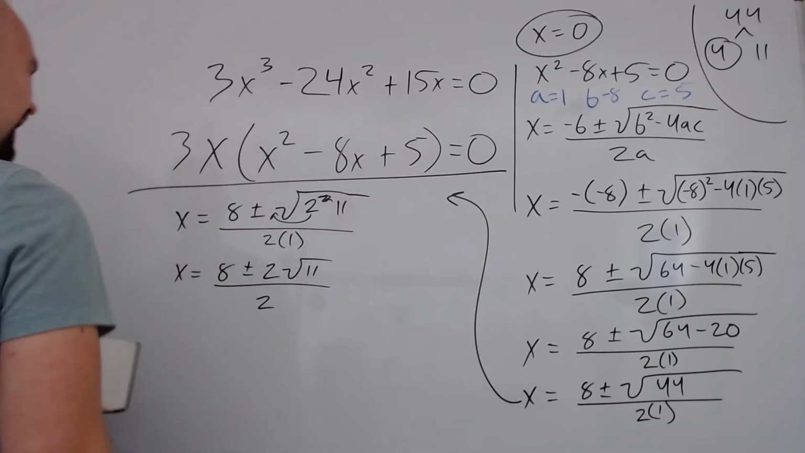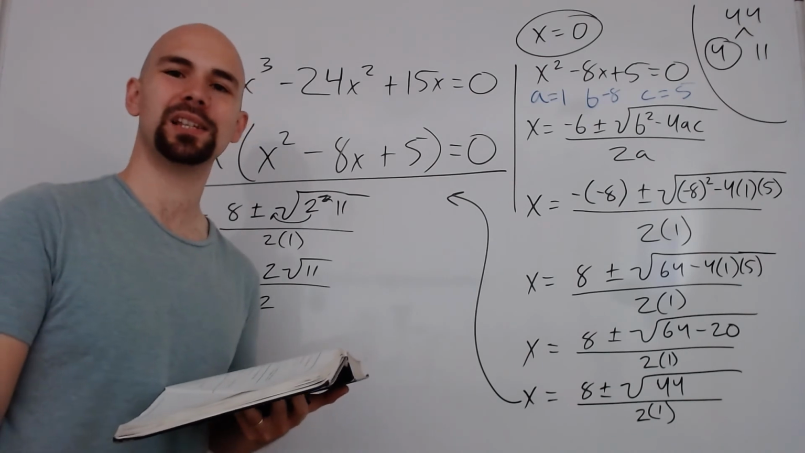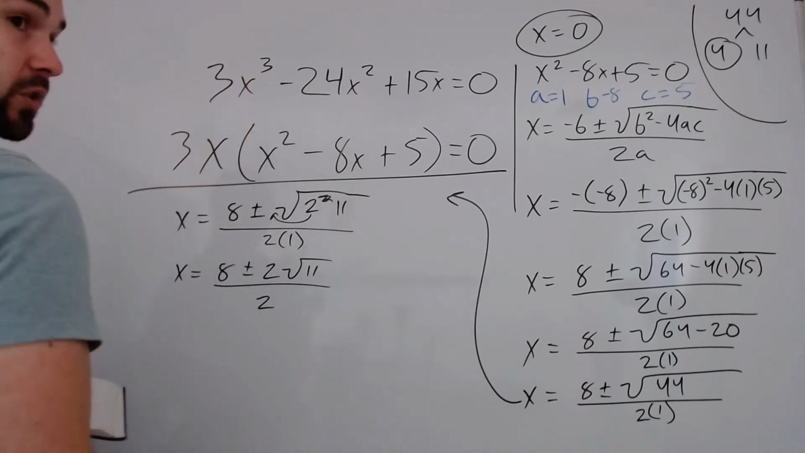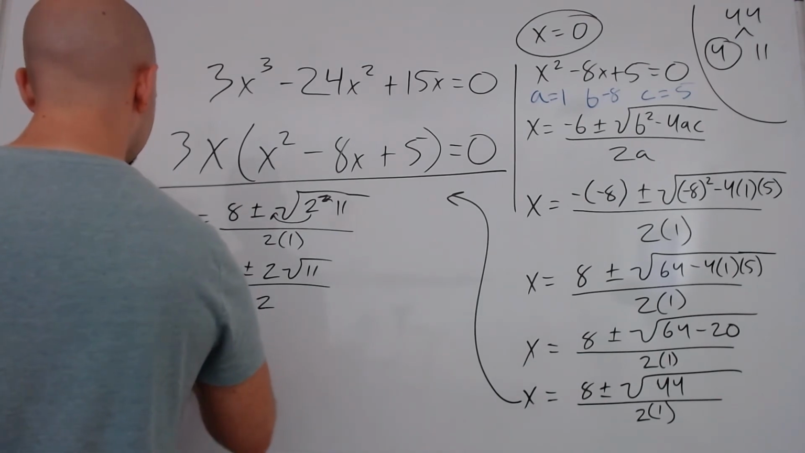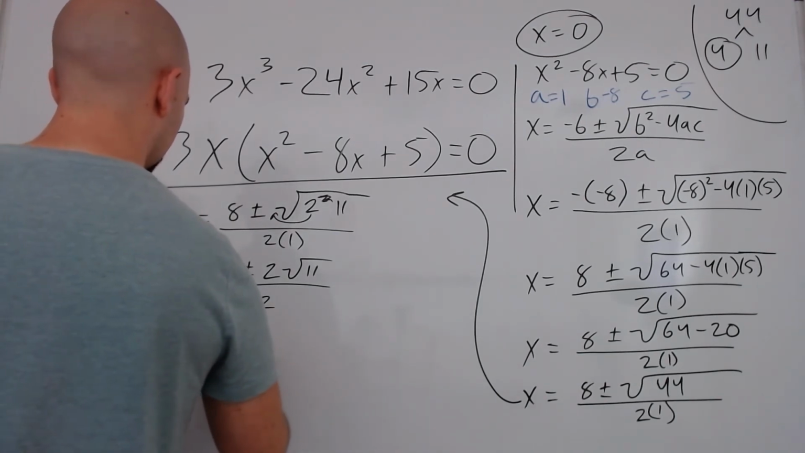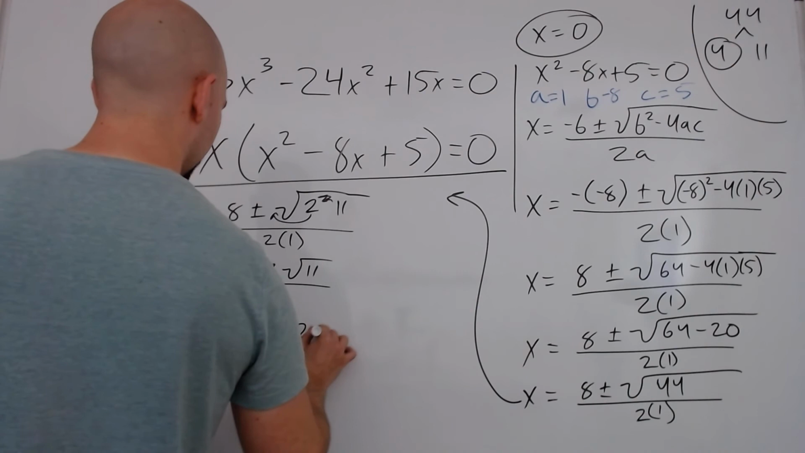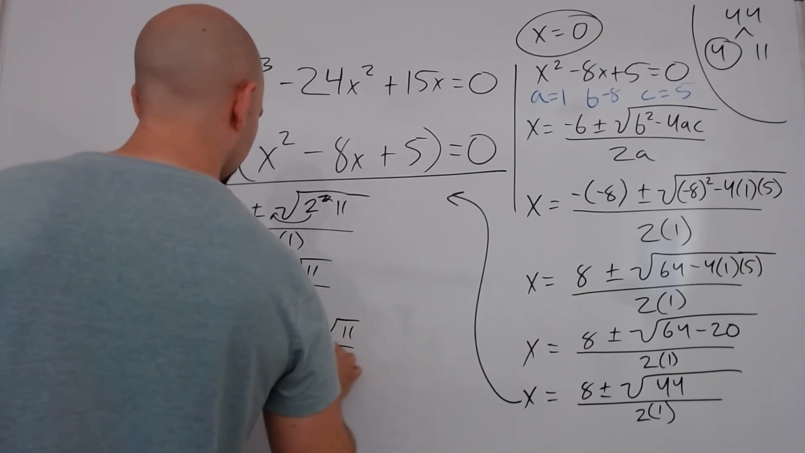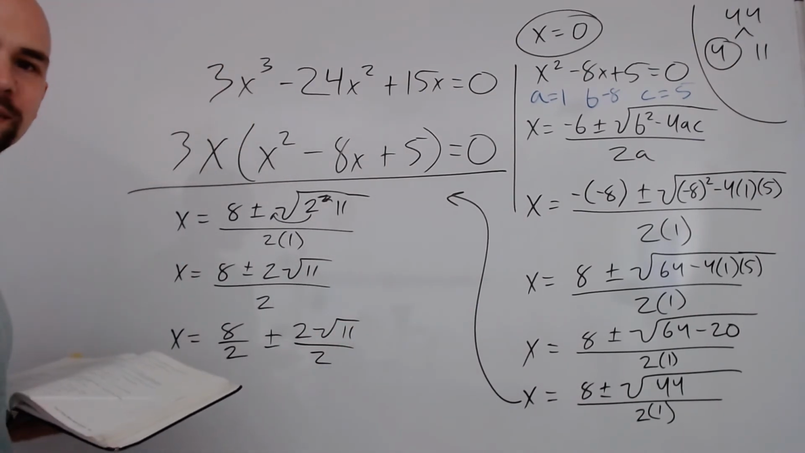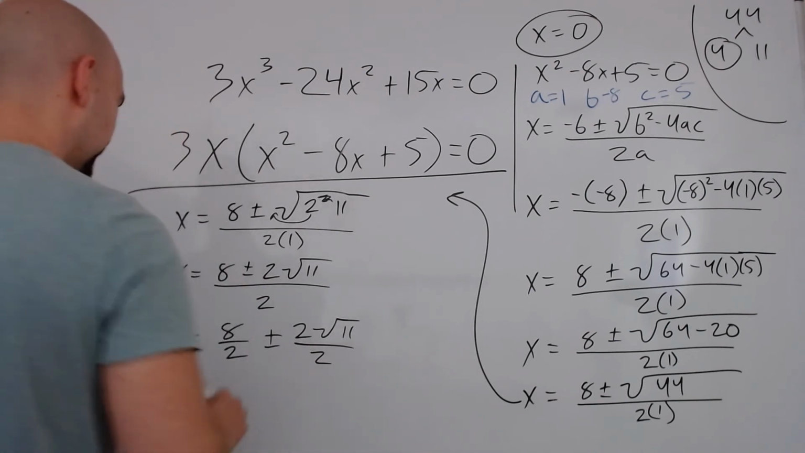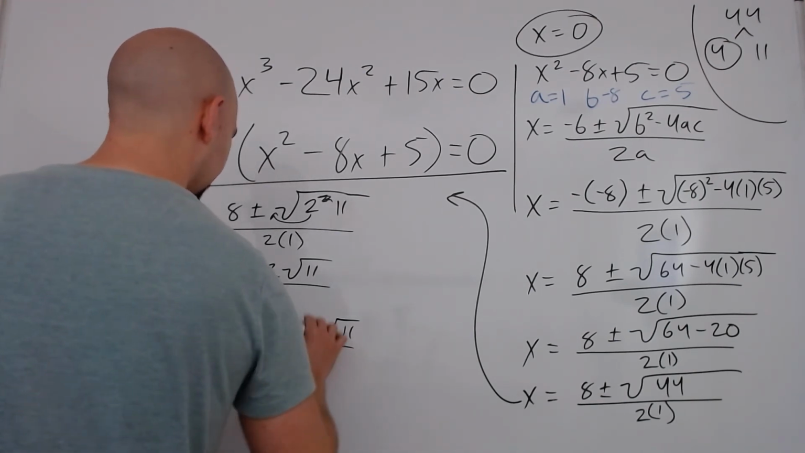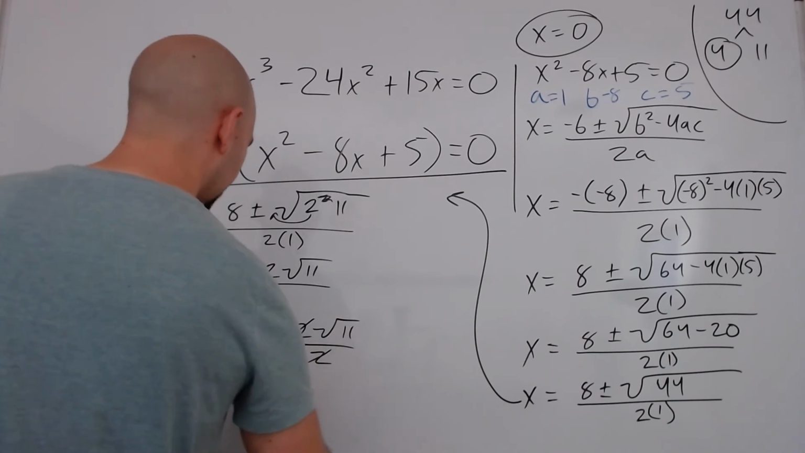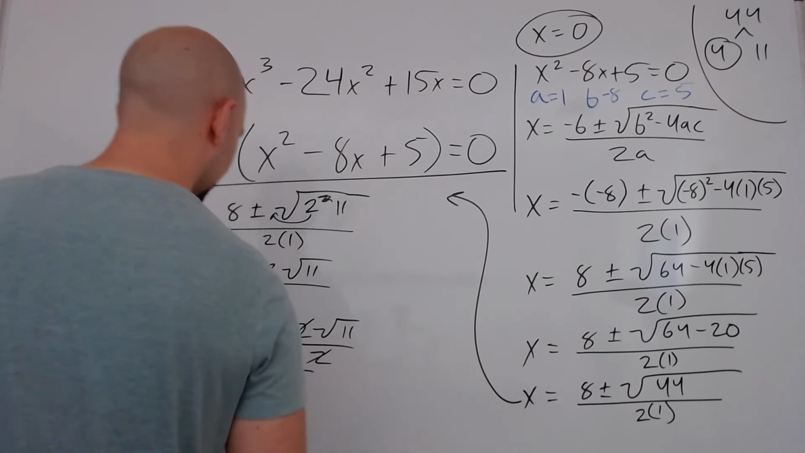What can you do when you're adding or subtracting things in the numerator over a common denominator? You can actually split the fraction in half and say x equals 8 over 2 plus or minus 2 square roots of 11 over 2. Can we do any canceling? Yes. 8 divided by 2 is 4. x equals 4 plus or minus, and then cancel out these 2's, the square root of 11.